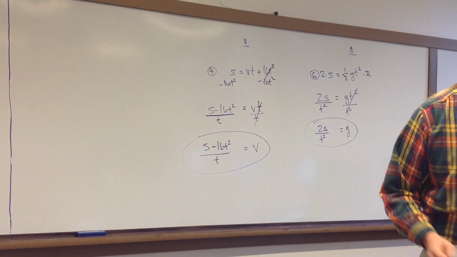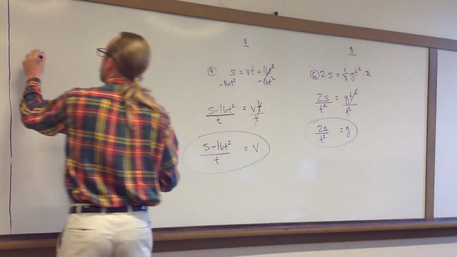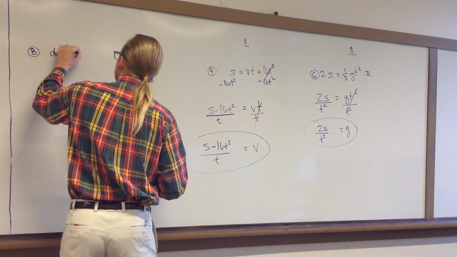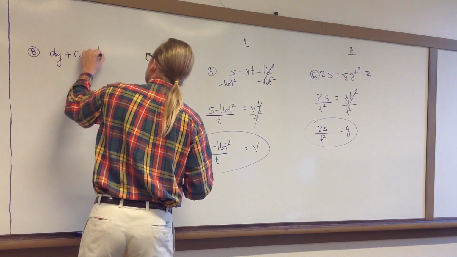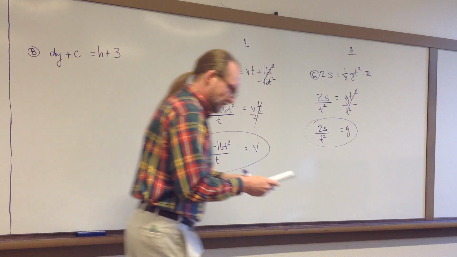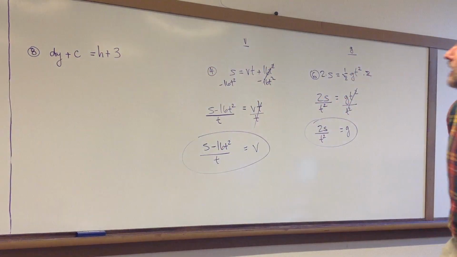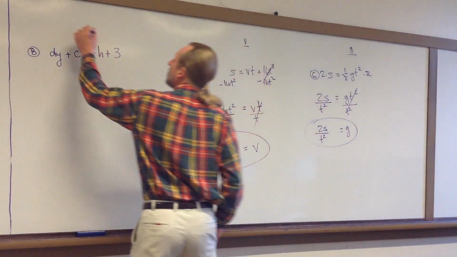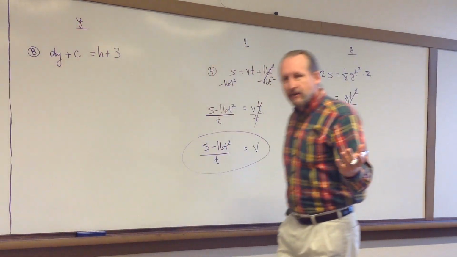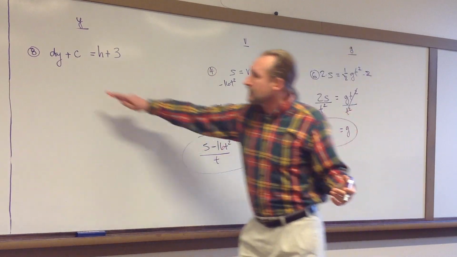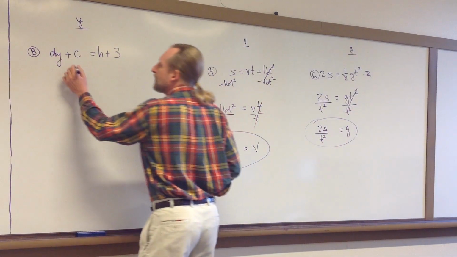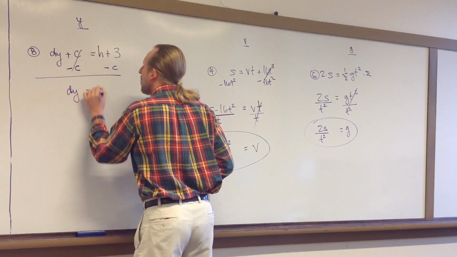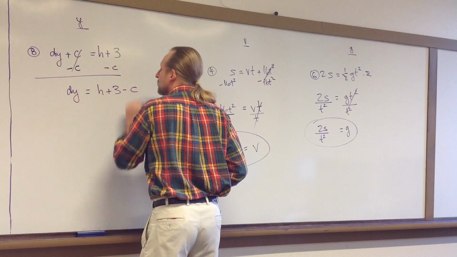Let's see here. Problem 8. What do we have? dy plus c equals h plus 3. And what are we solving for here? We're solving for y. So first, identify the term that has the y in it. Here it is right here. So that means we need to move this c over to the other side, giving h plus 3 minus c.